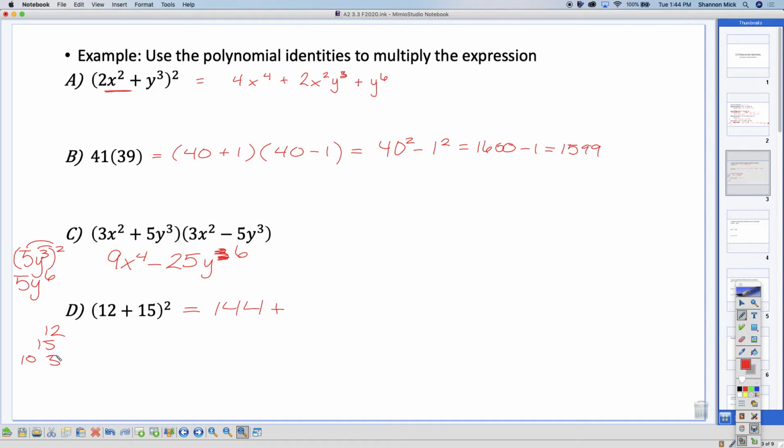So 120 and 60 is 180. I multiplied by 10, and I multiplied by 5, and I added them. Instead of doing just 12 times 15 and doing the move over or whatever, I just made 15 into 10 and 5, plus 180.